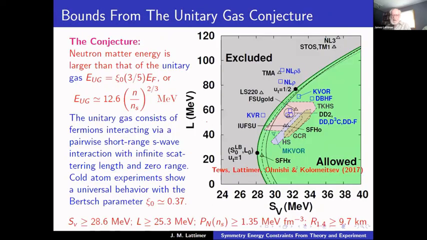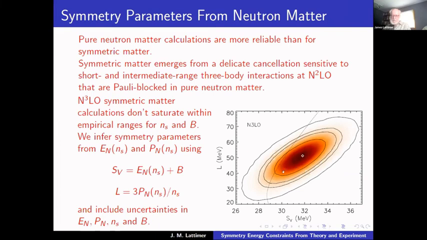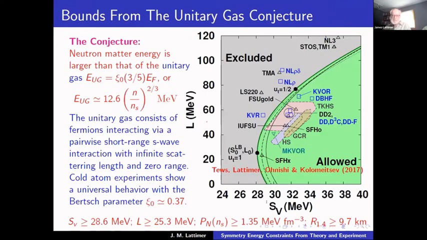Now, related to this discussion, you see these curves that appear in these graphs coming from the so-called unitary gas conjecture. That conjecture is based on the fact that neutron matter energy is larger than that of the perfect unitary gas, which consists of fermions interacting via pairwise short-range S-wave interactions with infinite scattering length and zero range. And cold atom experiments have shown us that they have a universal behavior, with a measured energy that's proportional to the density to the 2/3 power, and a measurable energy from cold atom experiments consisting of this parameter, 12.6 MeV, for the energy at the saturation density.